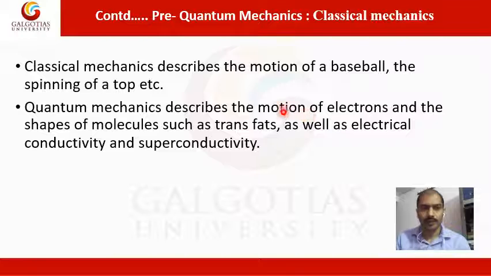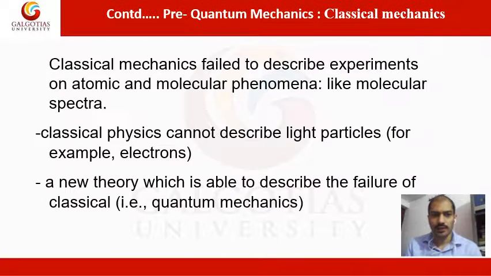So here, if you see, there are a number of examples. Classical mechanics describes the motion of things like a baseball or the spinning of a top. But quantum mechanics describes the motion of electrons and the shapes of molecules, such as trans fats and cis fats, as well as electrical conductivity and superconductivity. So the behavior of this type of property in an element can be explained on the basis of quantum mechanics.